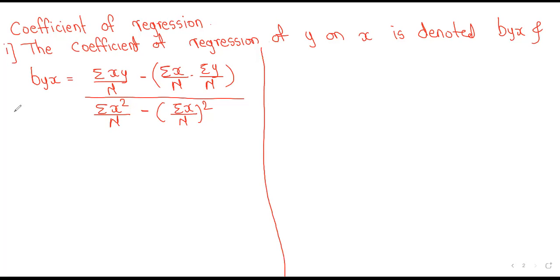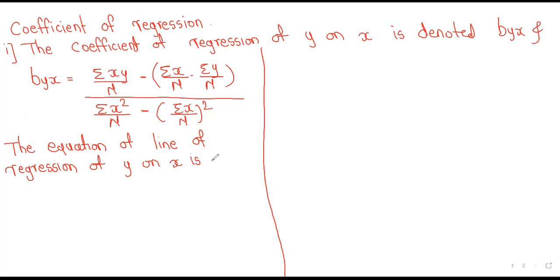And the equation of line of regression of y on x is given by y minus y bar is equal to byx into x minus x bar.